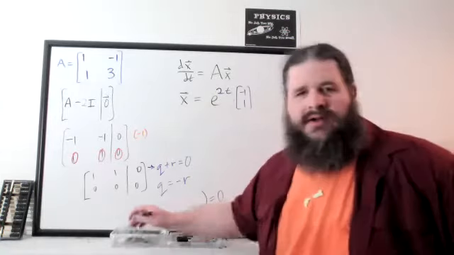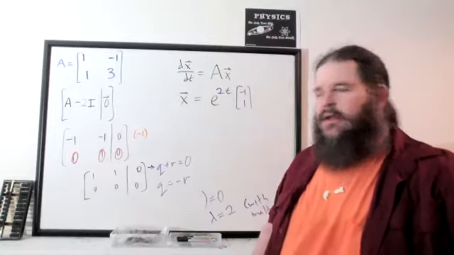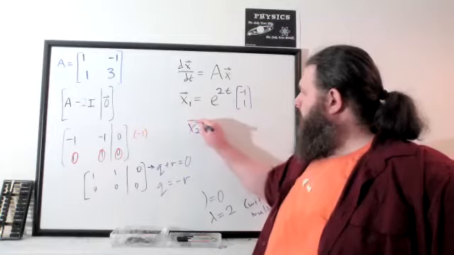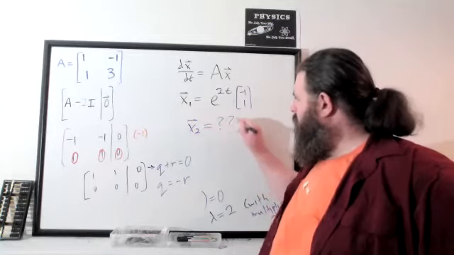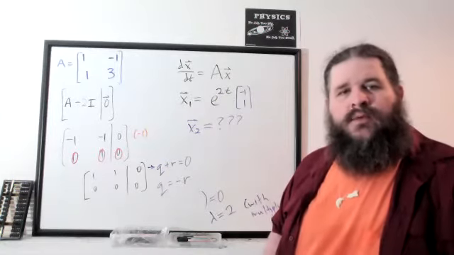So the issue here is not only do we have a repeated eigenvalue, we also have a repeated eigenvector. So that's our x1. x2, though, we can't just have another copy of this. So what do we do instead?